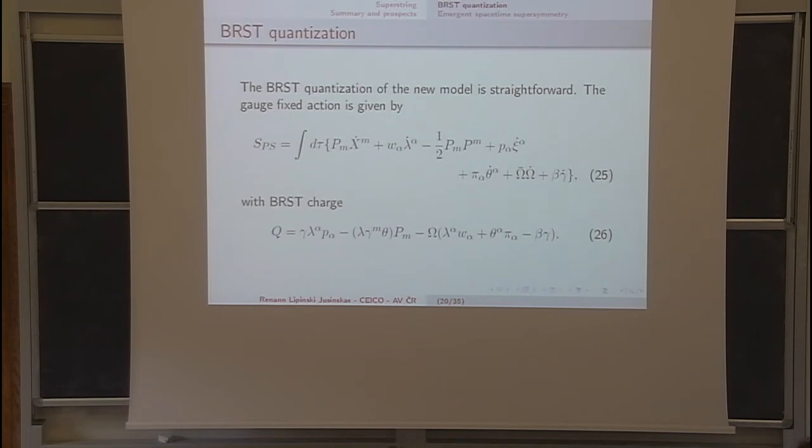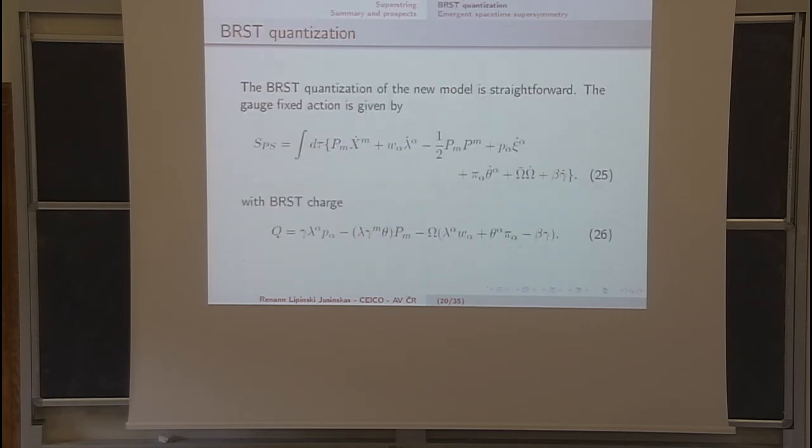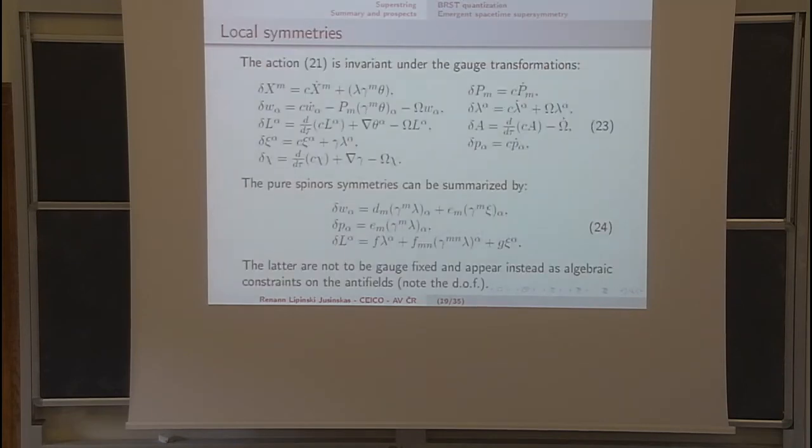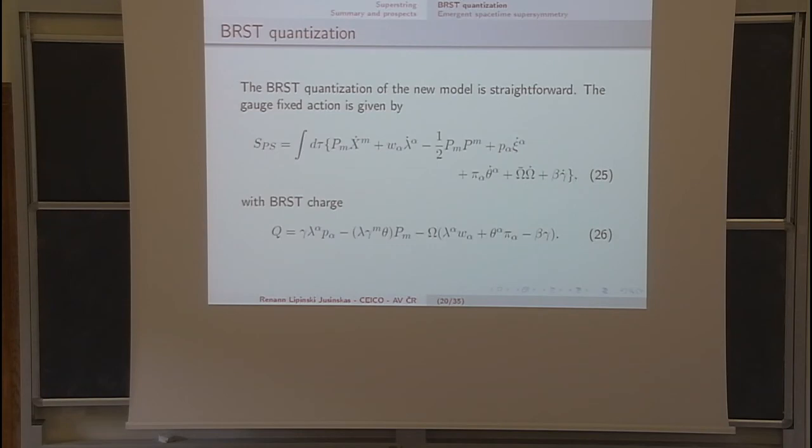Okay, so how is the action after gauge fixing? I'll just consider these symmetries. I'll fix it in a very similar way to what I did before. Lambda alpha, here, this L alpha will give rise to the p squared term in the action. I'll fix A to zero, chi to zero, and at the end, I'll get this action, right?